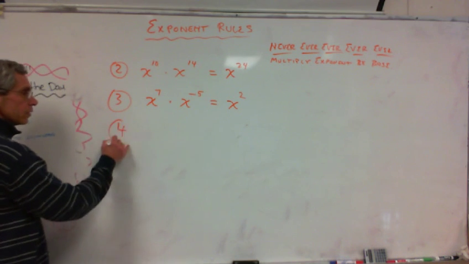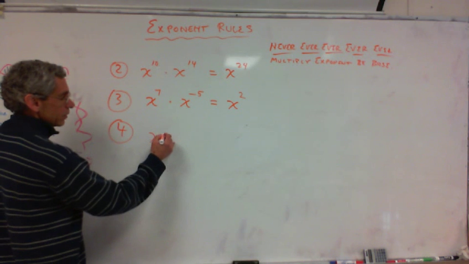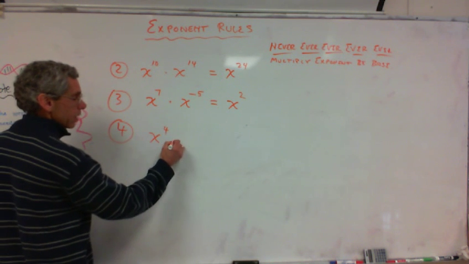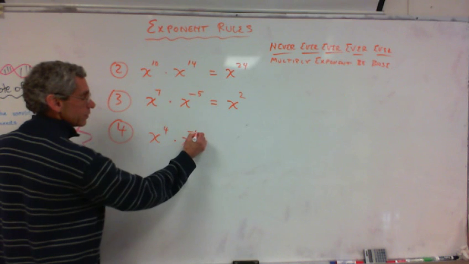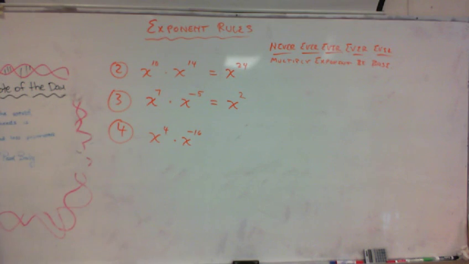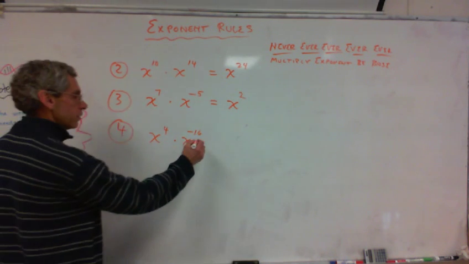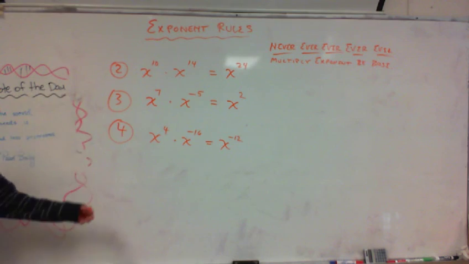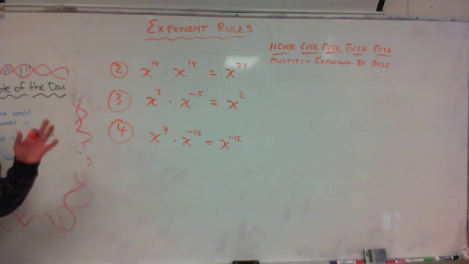Let's try another one. Let's say I had x to the 4th times x to the negative 16th. x to the negative 12, right. x to the negative 12. All right, so you guys are getting this. It sounds like you guys are getting this rule.